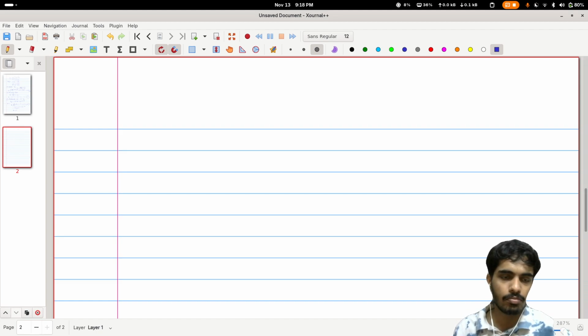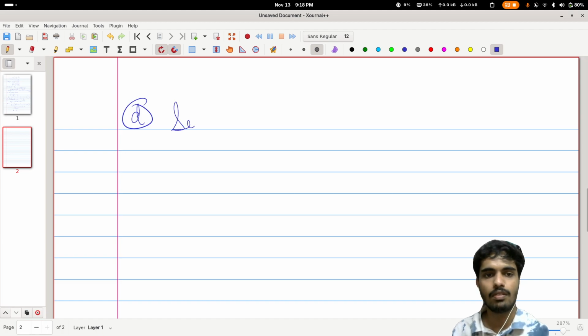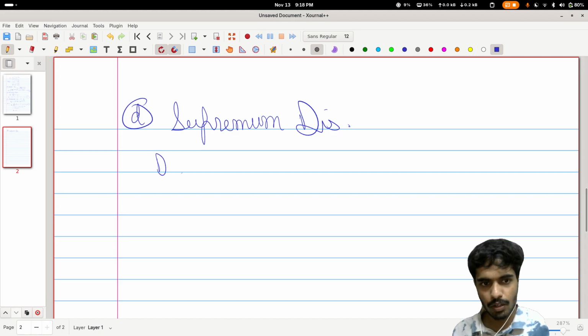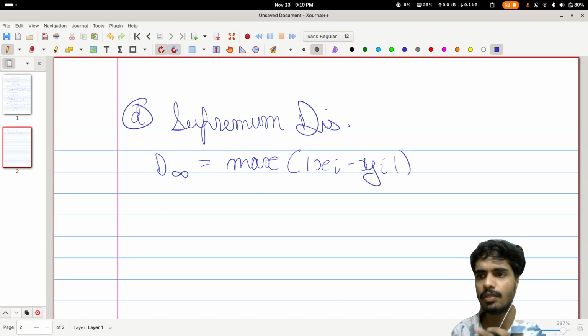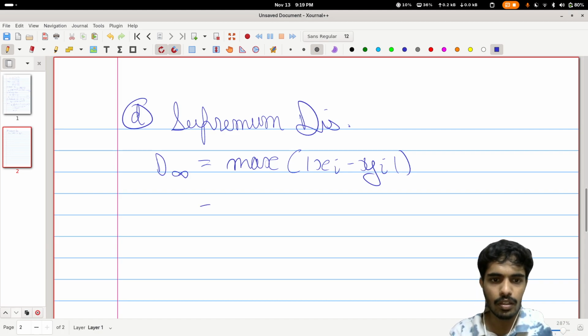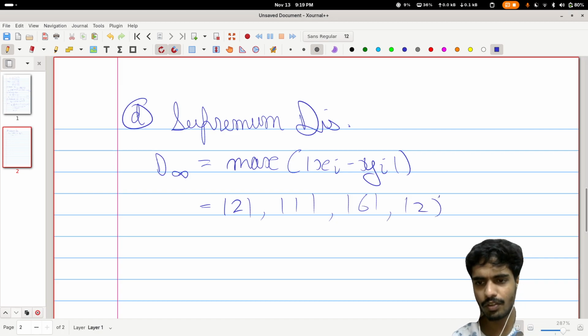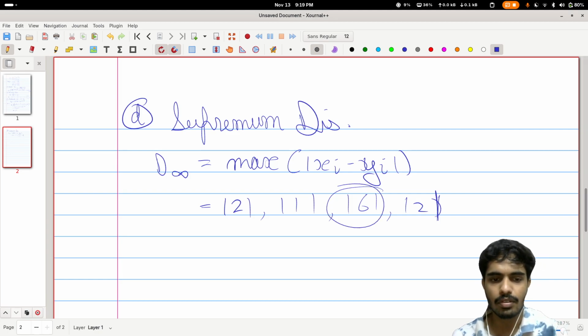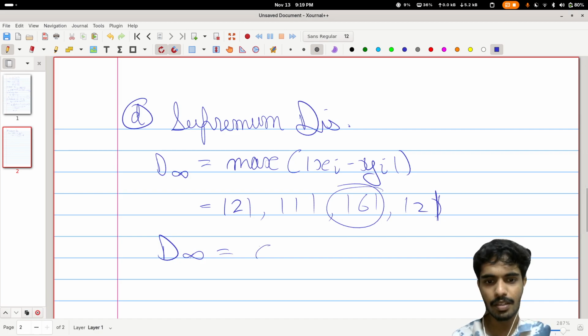The next thing they want us to solve or find is the supremum distance, which is nothing else but the Chebyshev distance. The general formula is the maximum value you get for this thing, right? So basically the maximum difference you got in your data set. Here currently we have 2, we got 1, we got 6, and we got 2 again. So we can clearly see that the sixth value is the maximum, right? So the supremum distance will be 6.